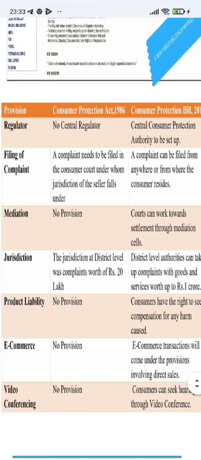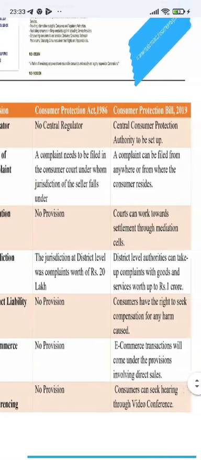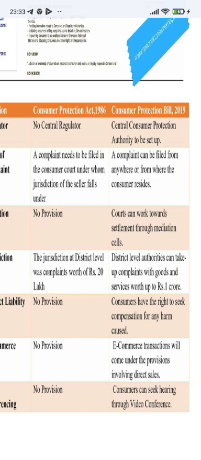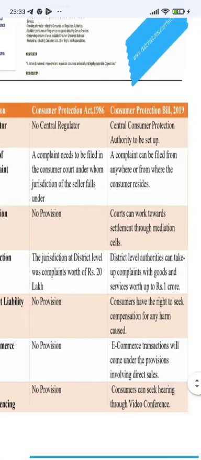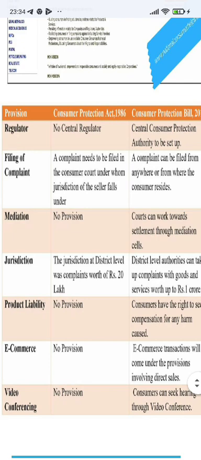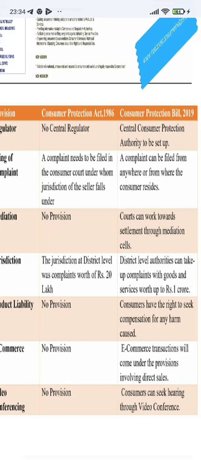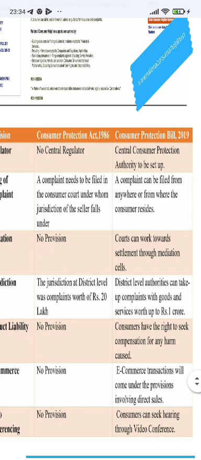Coming on to the next point, jurisdiction, the main important point. The jurisdiction at district level was for complaints worth up to rupees 20 lakh in the Consumer Protection Act 1986, whereas in the Consumer Protection Bill 2019, district level authorities can take up complaints with goods and services worth up to 1 crore. Further, there is no provision for e-commerce under the Consumer Protection Act 1986, whereas e-commerce transactions will come under the provisions involving direct sales in the Consumer Protection Bill 2019.